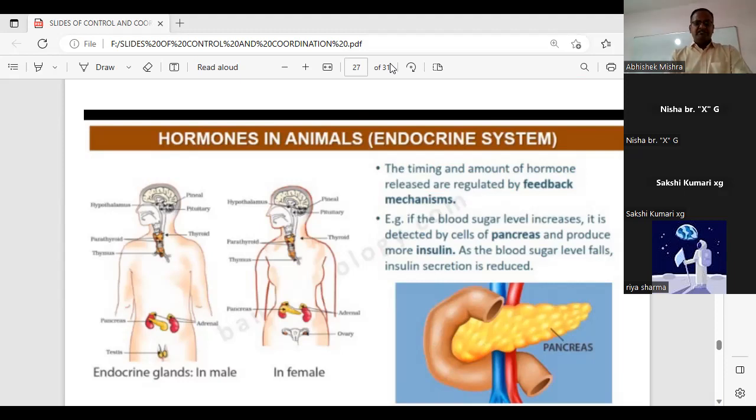Okay, Amisha. See, if you are taking too many sweets any day, your blood sugar level increases. So what will I say, you are diabetic? No. Why? Because your pancreas will detect it and will produce more and more of the hormone insulin. So your blood sugar level will be normalized. And the moment your blood sugar level is normalized, the insulin secretion is reduced.